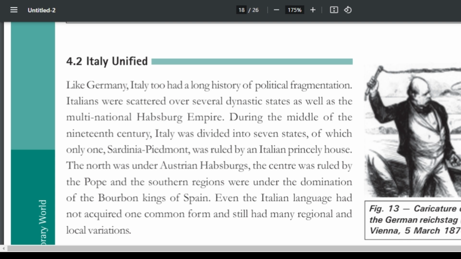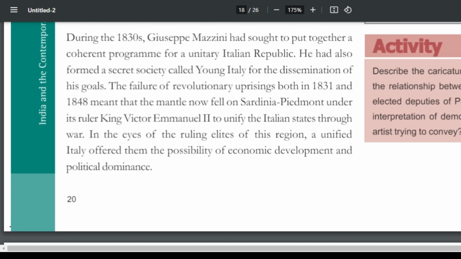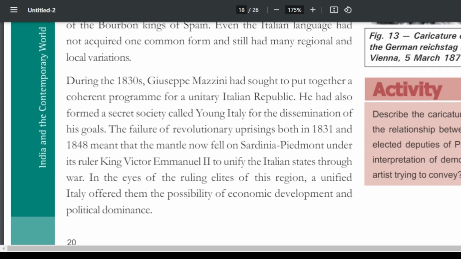Even the Italian language had not acquired one common form and still had many regional and local variations. During the 1830s, Giuseppe Mazzini had sought to put together a coherent program for a unitary Italian republic. He had also formed a secret society called Young Italy for the dissemination of his goals.